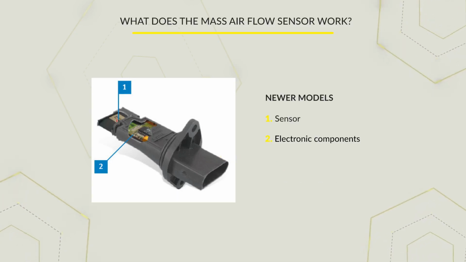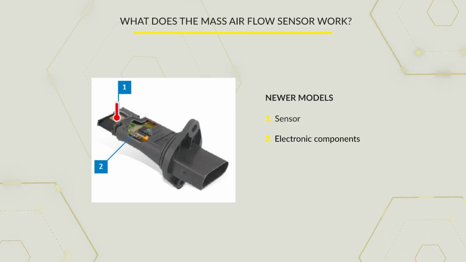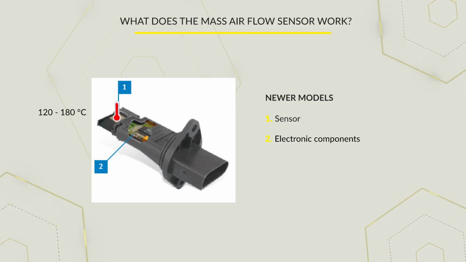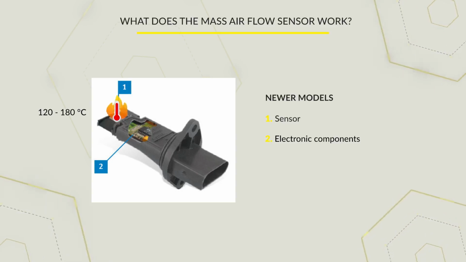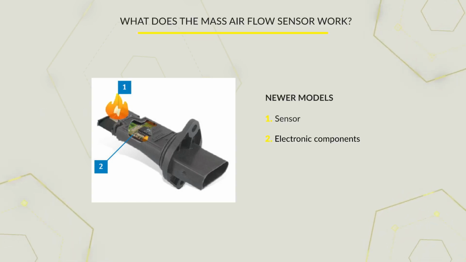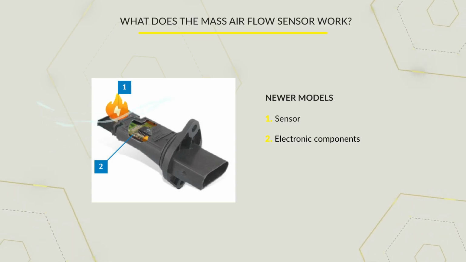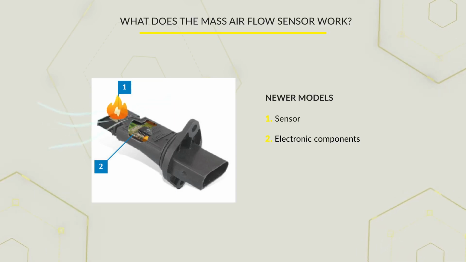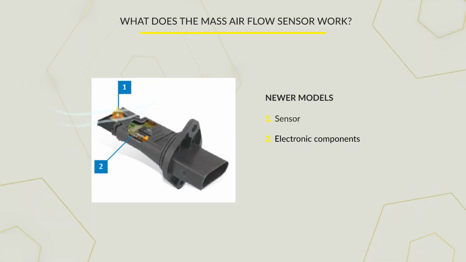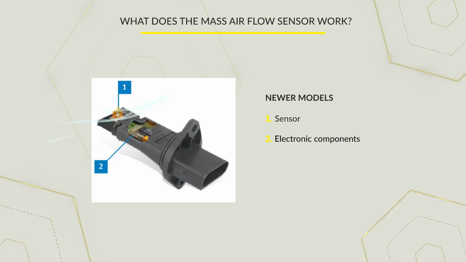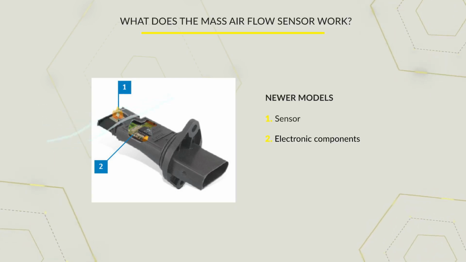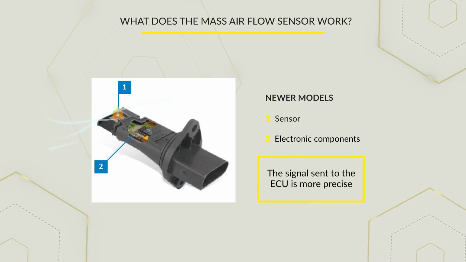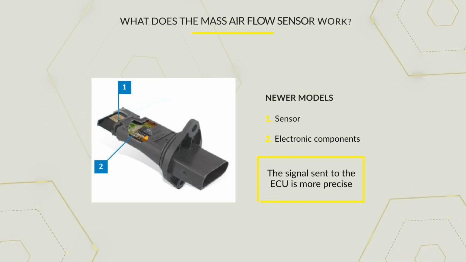This hot film sensor is heated to a constant temperature of approximately 120 to 180 degrees Celsius over the intake air, which cools the hot film sensor during its entry. The control electronics counterbalance the cooling by means of a heating current, which corresponds to the measurement of the incoming air mass. This method also takes into account the density of the incoming air. Therefore, the signal sent to the ECU is more precise compared to the classic method.